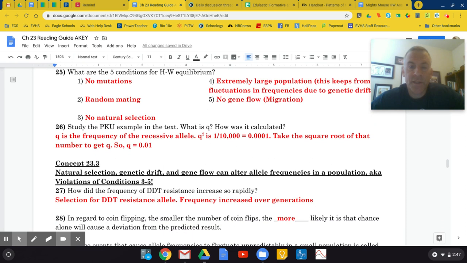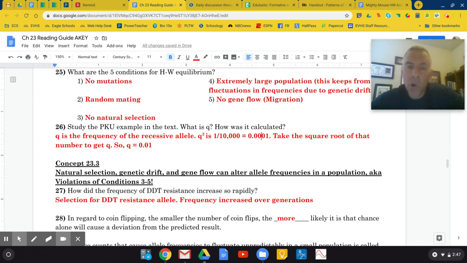Number 26, the answer was right in the book. But q is just reminding us that it is the frequency of the recessive allele, and q squared then is the frequency of that homozygous recessive population, or 2 recessive alleles. Q squared was 0.0001, and all you needed to do is take the square root of that number to get q. So in that population, the frequency of that recessive allele that causes PKU was 0.01, or just 1% of the alleles in that population.